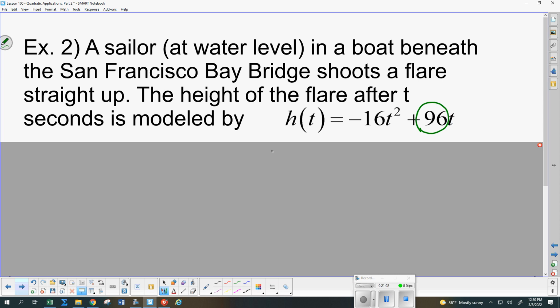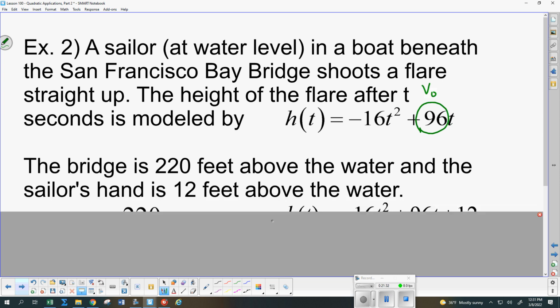Somebody else who hasn't answered. Cooper, what would the 96 mean? What's the number in front of the t or the x mean? So this means the initial velocity. That's how strong that flare gun shoots it out of there. And what's this blank space about? Explain this to me. What's going on with this zero, Nicole? That's if it starts at the water level.